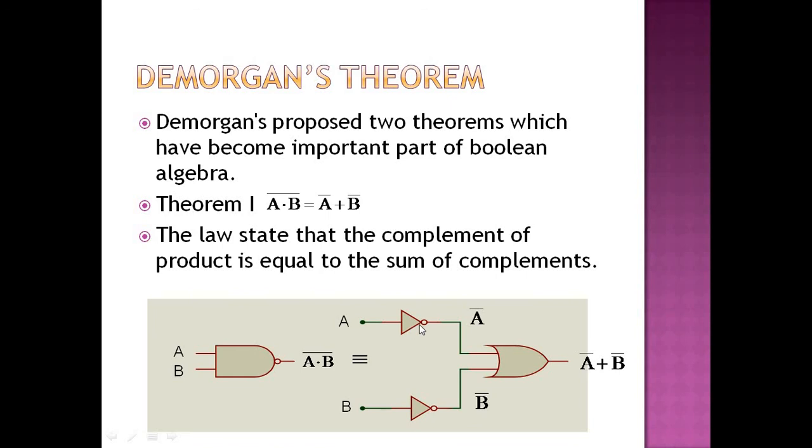We consider two inverters. One inverter has input A and it produces the output A bar. The second inverter has the input B and it produces the output B bar. Those A bar and B bar are applied to the OR gate and it produces the output A bar + B bar. Now this theorem is proved by a proof table.